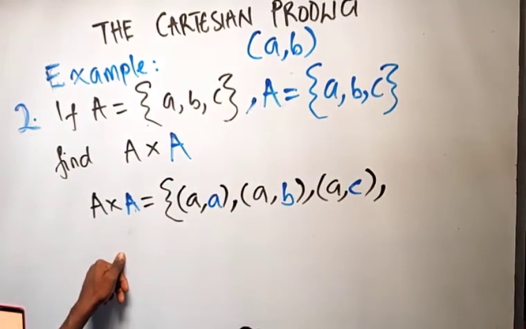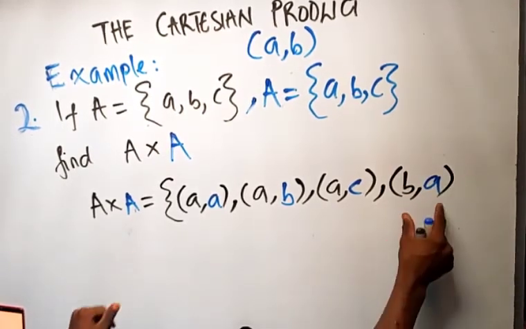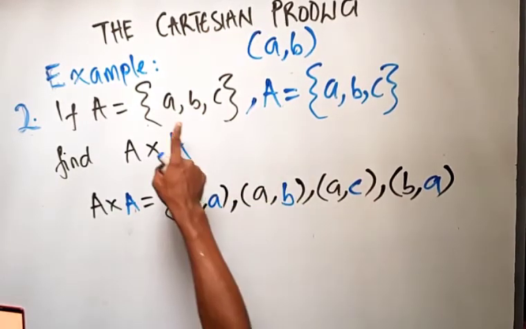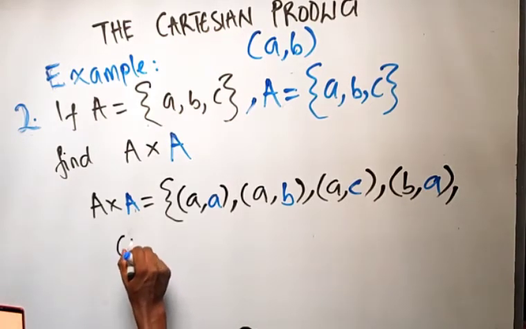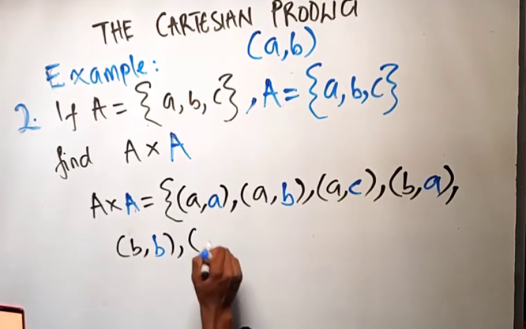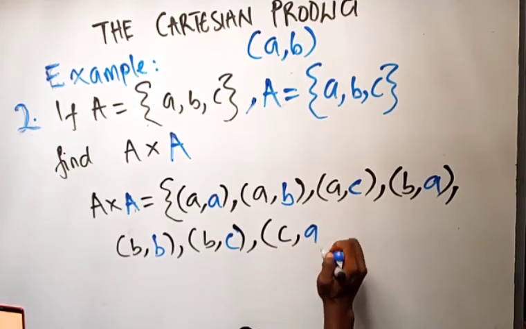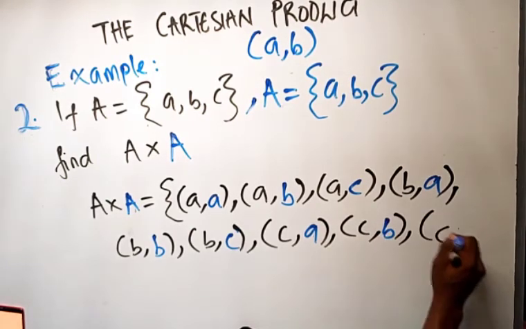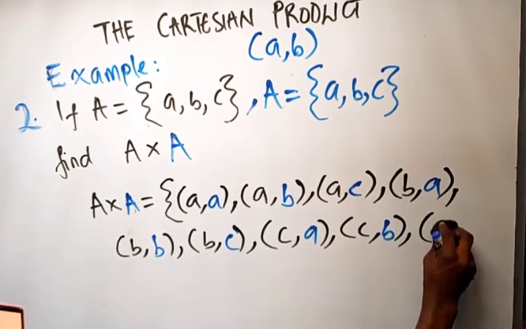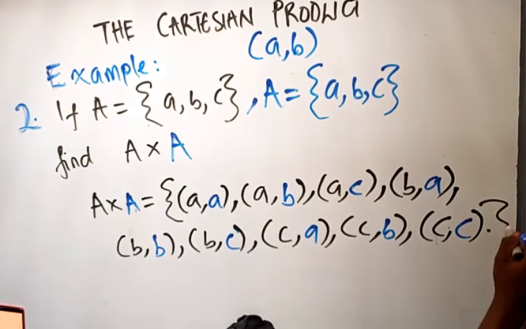The next thing we do is start with b. It doesn't matter whether it's alphabetical. All that matters is that the first entry is from the first set and the second entry is from the second set. That's all that matters. The next thing we do is b comma a, b comma b, and then b comma c. We continue like that: c comma a, c comma b, and lastly c comma c. So that is it, and you remember to close the set. That's pretty simple.